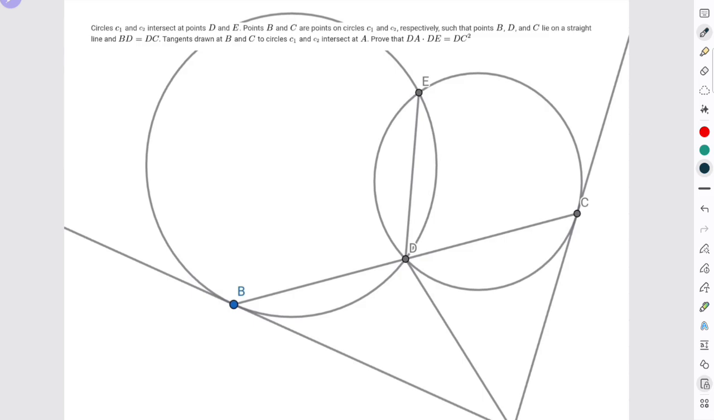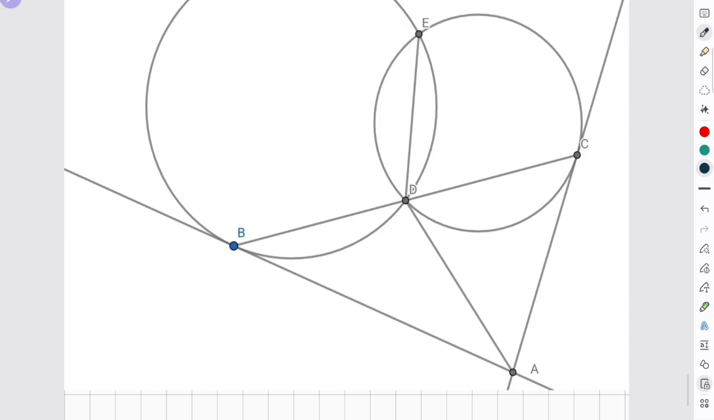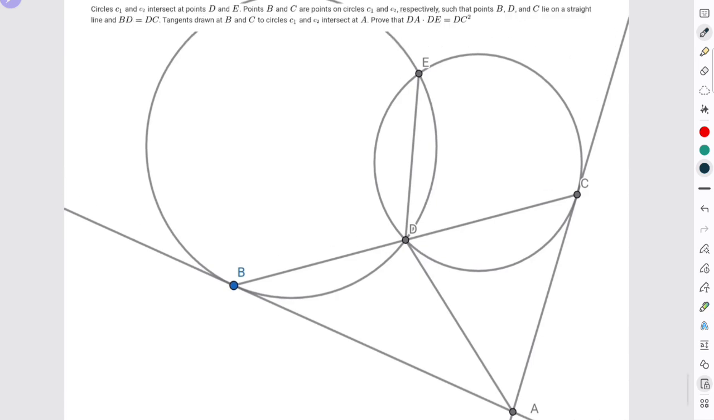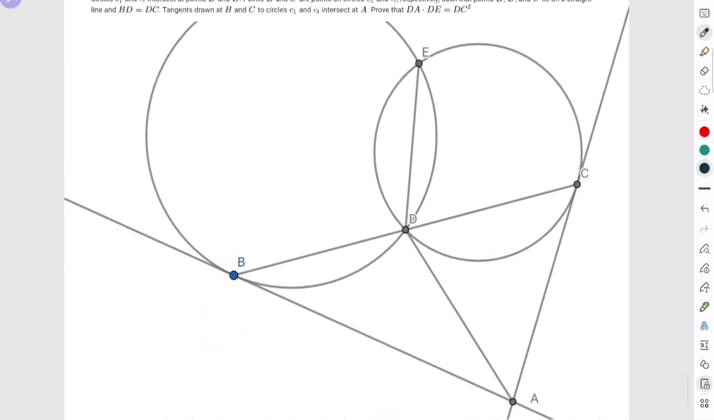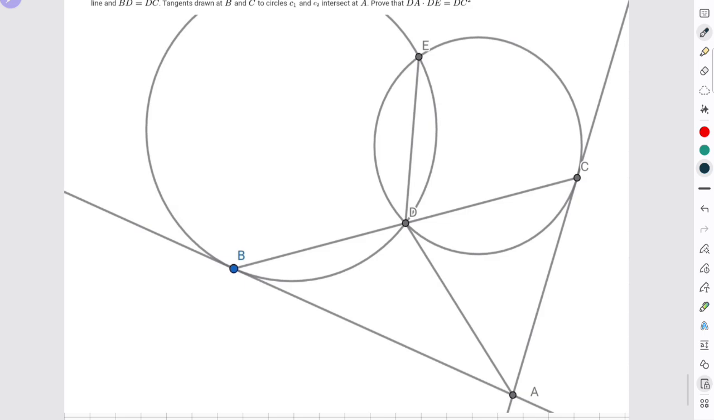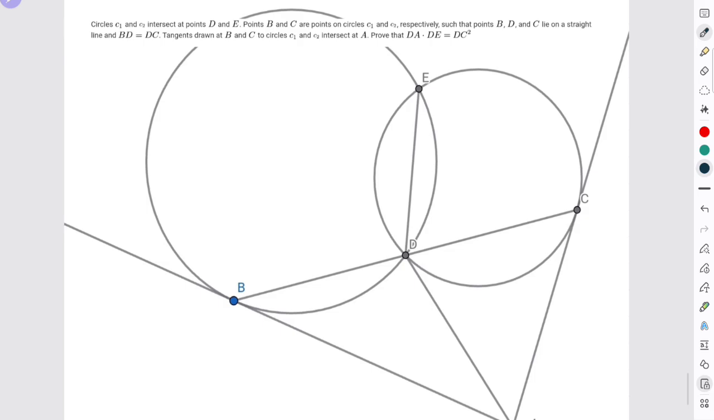And we have this line here, BC, that also contains D, and BD is equal to DC. Then we have A here, and it is the intersection point of the tangents from B and C to the respective circles. And we are asked to prove that DA times DE is equal to DC square. Or in other words, it can be DB times DC or DB square.